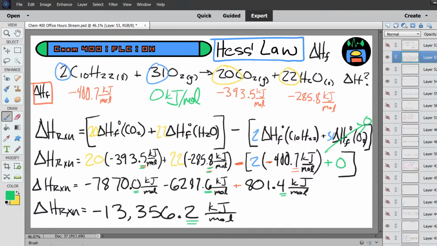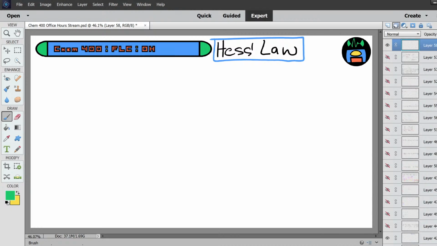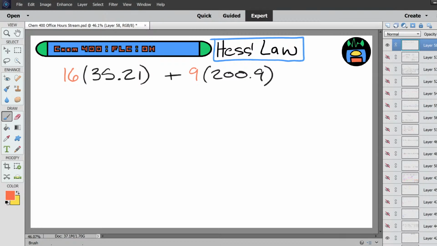Great question. Logan, great question. So if you have those two numbers, let's say you had 16 times 35.21 plus 9 times 200.9. Here, let me throw some units in here just so we're clear on which numbers are measured and which numbers are not. Kilojoules per mole.